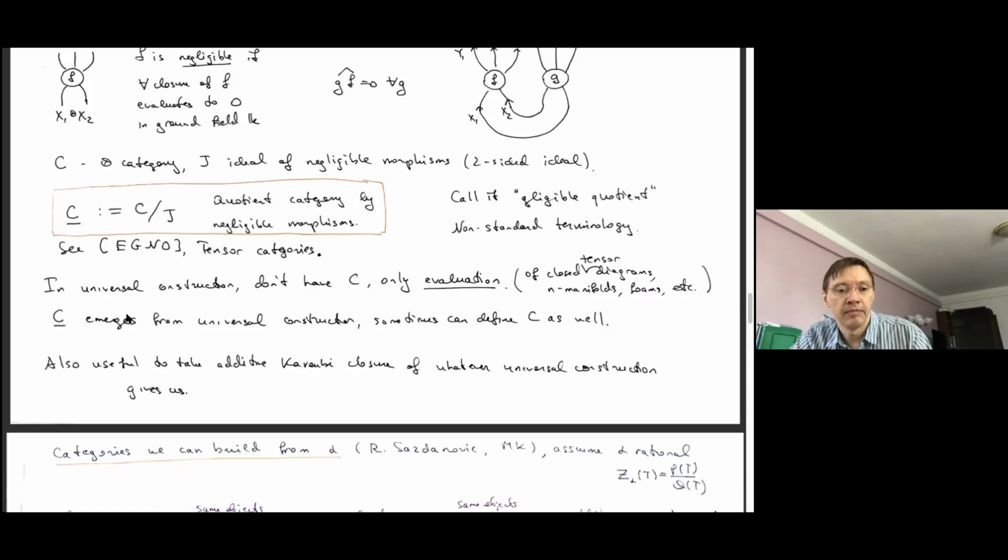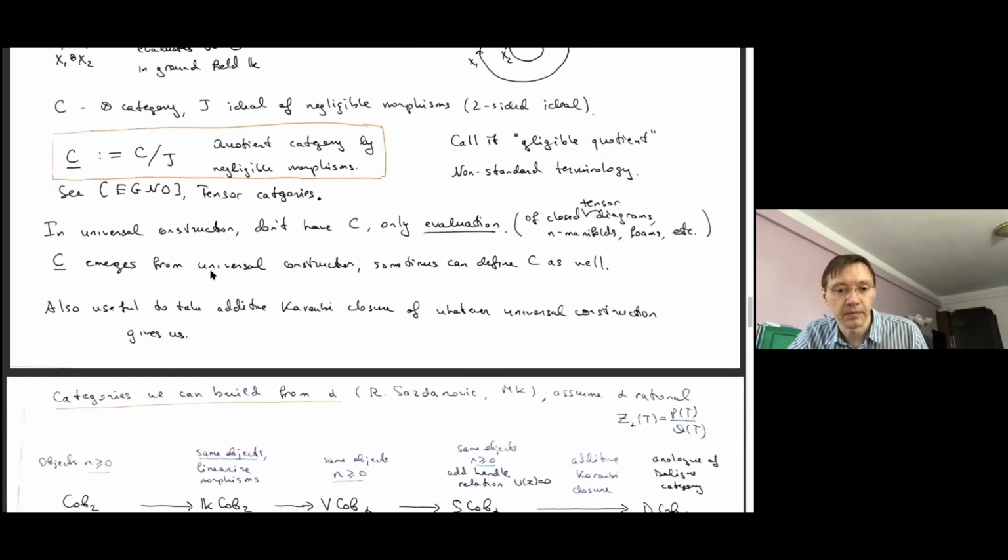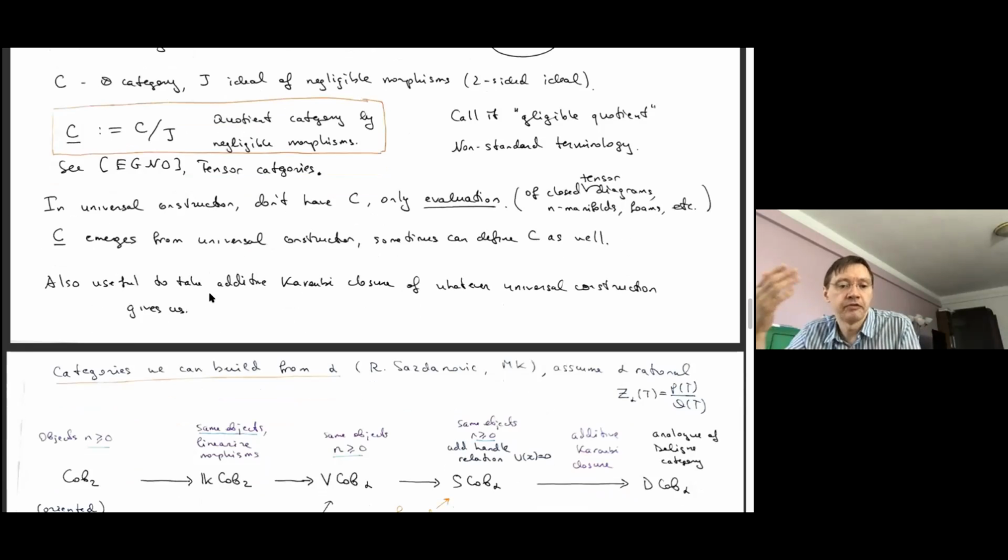I want to say that you can start with a tensor category and build this quotient, but also in the universal construction, you don't have a tensor category, you just have this collection of numbers. And then out of the universal construction, you can build this quotient C. It's the analog of modding out by the kernel: given a cobordism or combination, if no matter what you attach to it the result is 0, this should not be visible. This is in the kernel. It's exactly the same as saying that F is negligible. No matter how you close F into a closed object, it should evaluate to 0. So it's parallel. And then working with categories, of course, it's very useful to take the additive Karoubi closure.